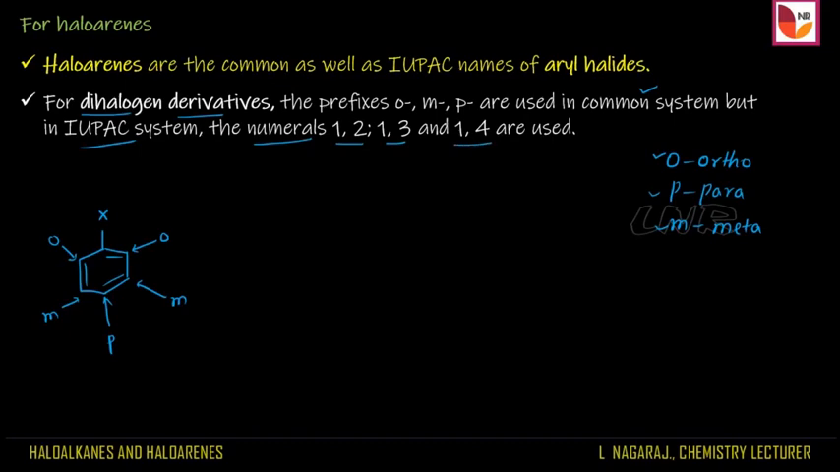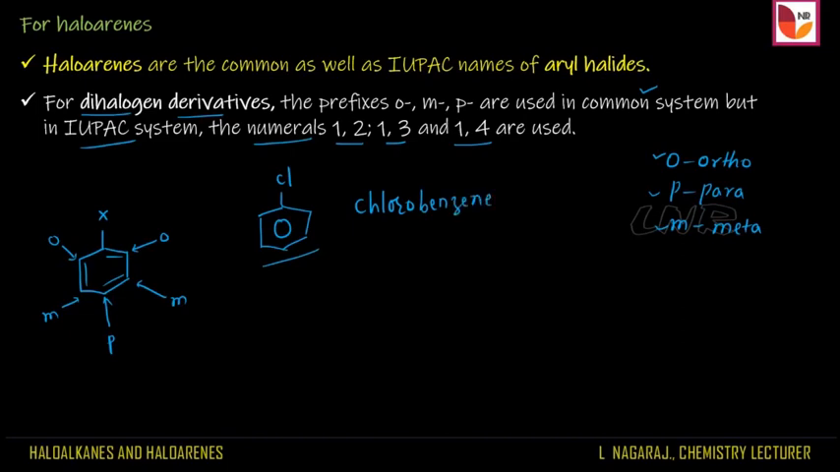Let us see how to name the dihalo derivatives. First let us take the aryl halide having one halogen atom. In both the common system as well as the IUPAC system, the molecule is named as haloarene. First we write the name of the halogen. Here the halogen atom is chlorine, represented as chloro, and the name of the aryl group is benzene, so it is chlorobenzene.